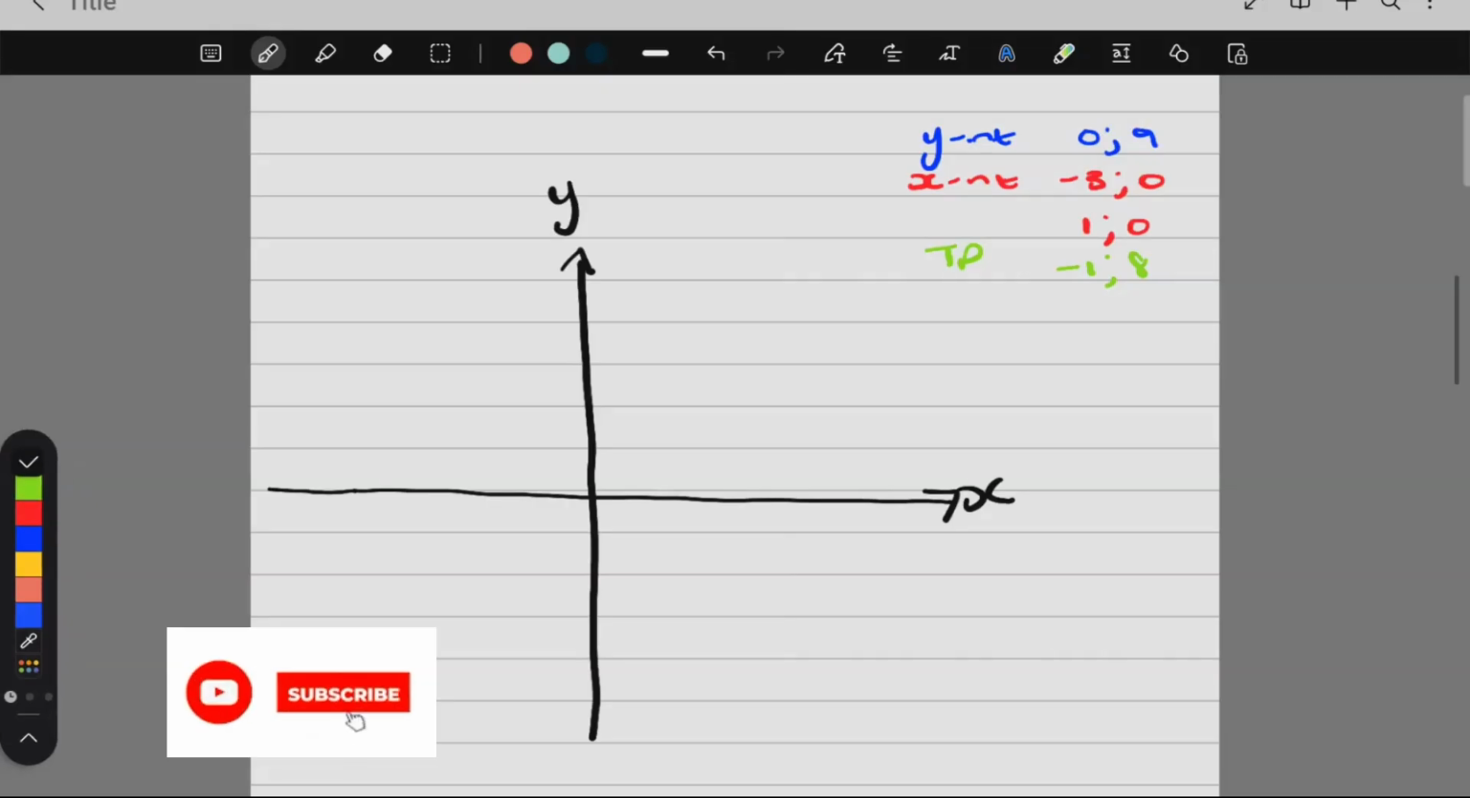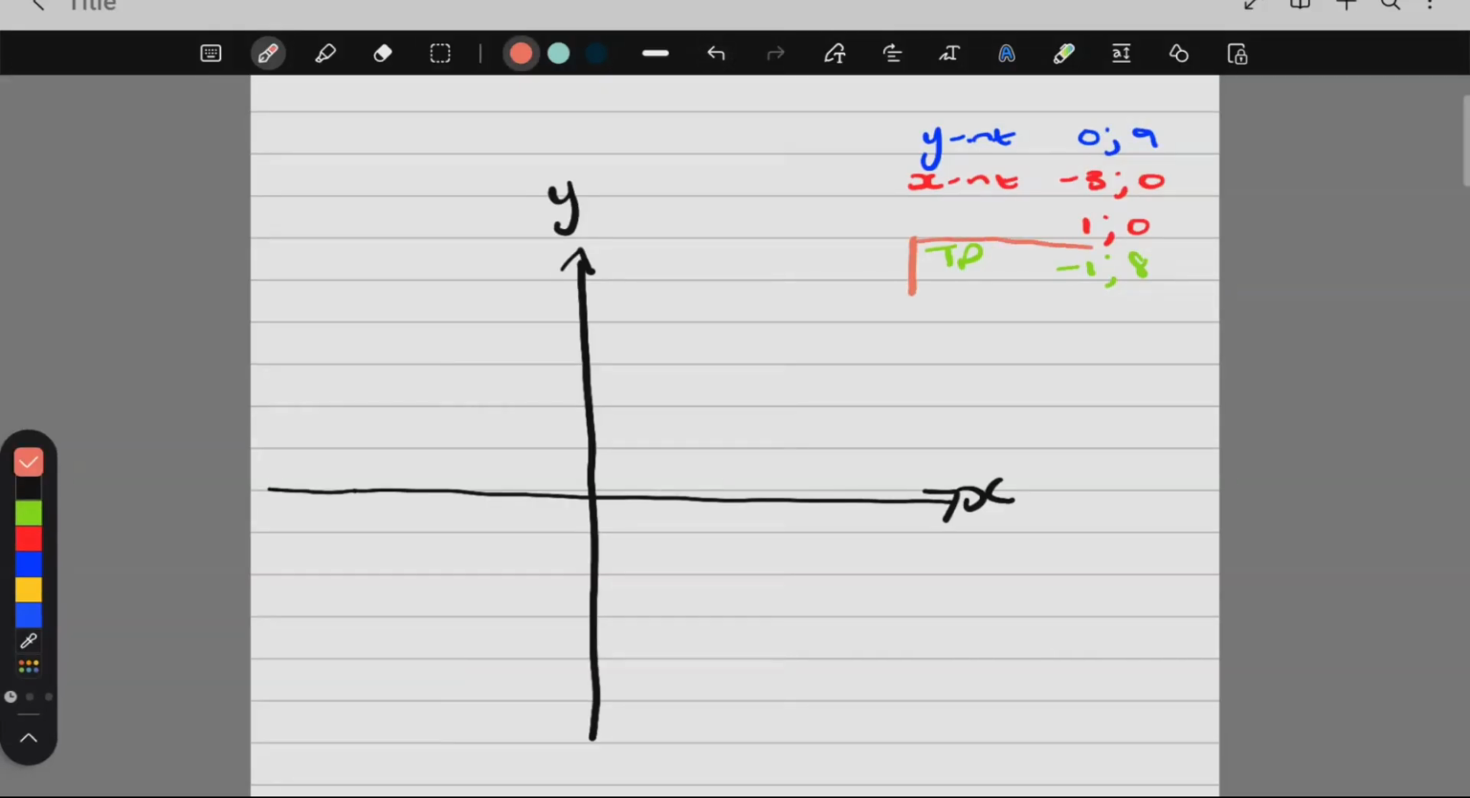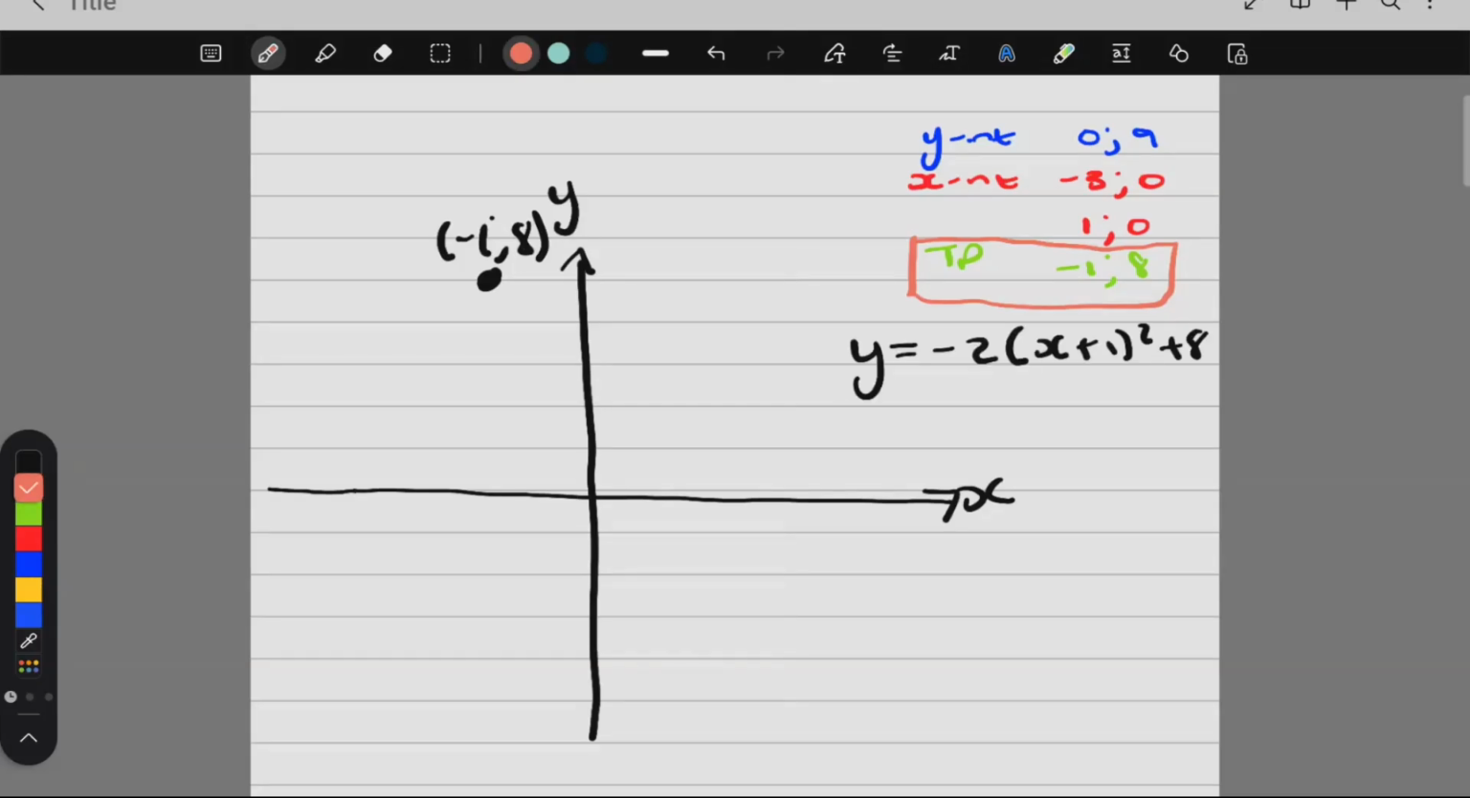So when you sketch a parabola, a nice tip to know is start with your turning point. Our turning point is negative 1 and 8. So negative 1 can be somewhere there and 8 is there. So our point is somewhere there. Remember, it doesn't have to be according to scale. So this is negative 1 and 8. That's our turning point.